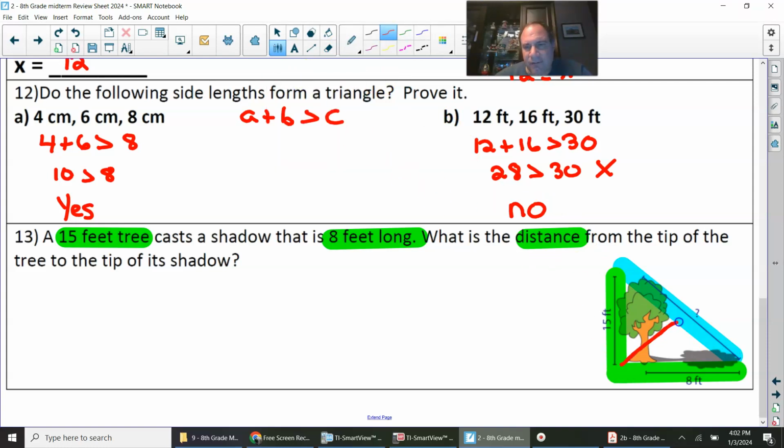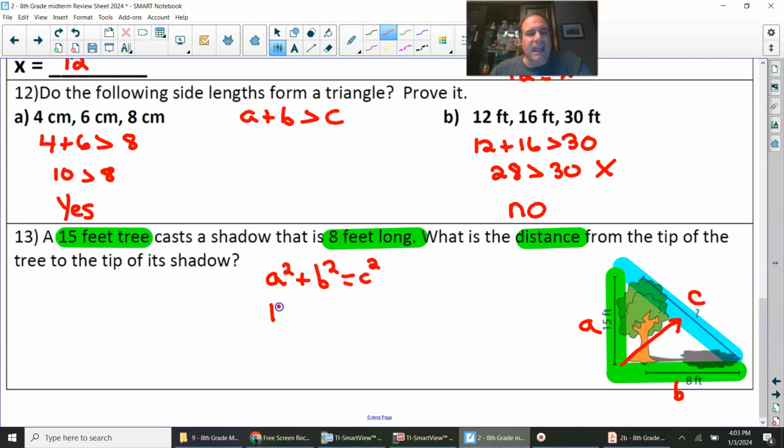The opposite of the right angle is the hypotenuse. This is side C. This is side A, and this is side B. A and B are interchangeable, but C is not. C is always opposite the right angle. So you have to use the Pythagorean theorem to find any missing side of a right triangle. Pythagorean theorem is a squared plus b squared, it's an easy formula, equals c squared. And you get that formula on the state exam. So if you see a right triangle and they're asking you to find the missing side, that means you are using the Pythagorean theorem.